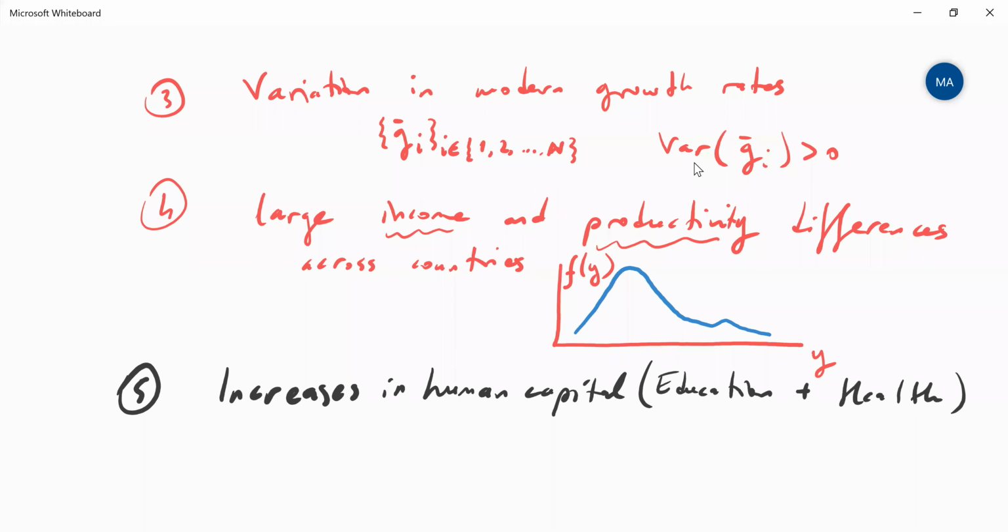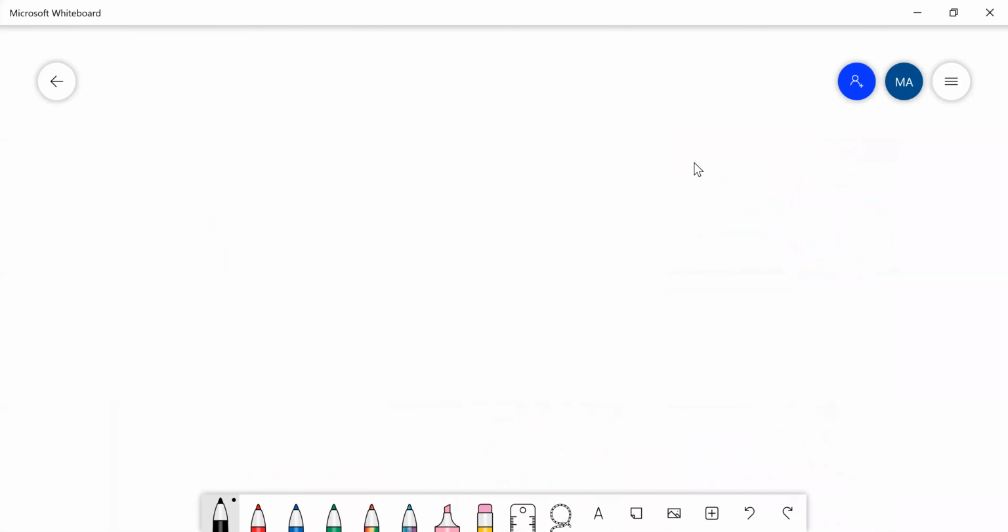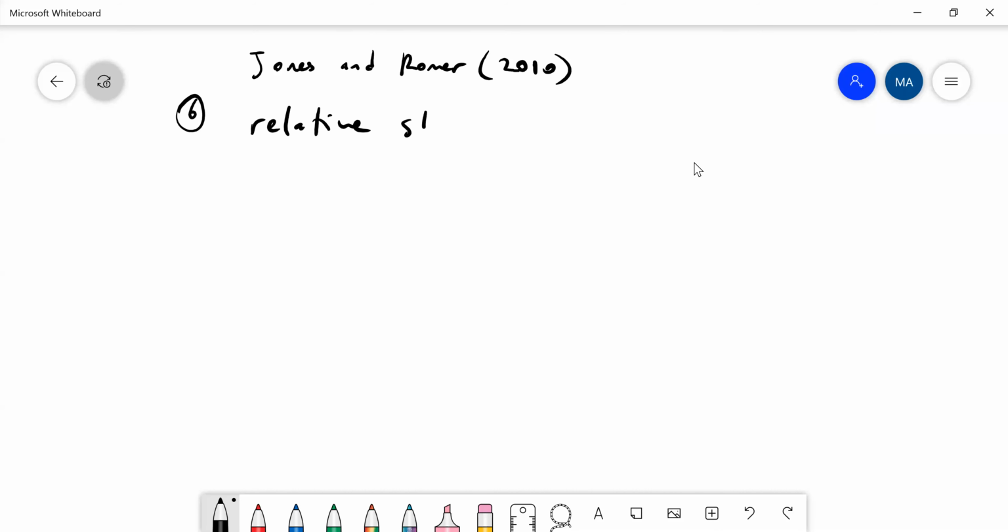And the final one, again, they also have 6 of them, right? Yes. So the final one is this, again Jones and Romer, 2010. The final one is the relative stability of wages. Okay, so what do I mean by this is this.